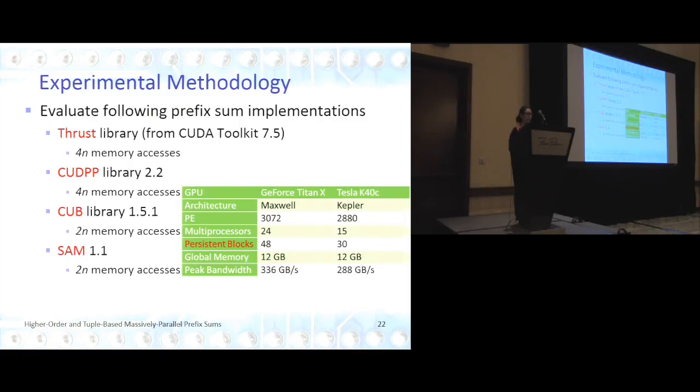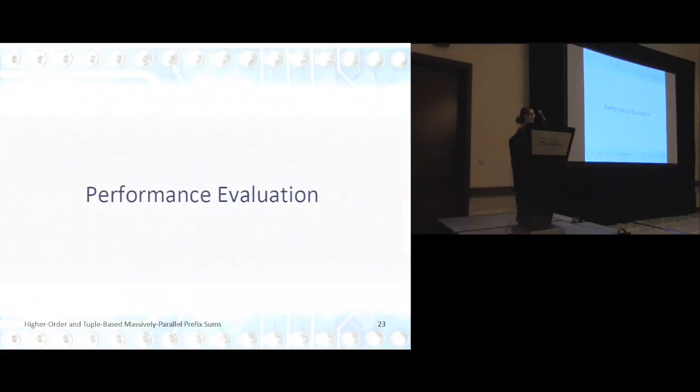Okay, so we compared our algorithm with these other three algorithms: Thrust, CUDPP, and COP. As you can see, COP and SAM have 2n memory references, whereas CUDPP and Thrust have 4n. We ran our code on Titan X and K40 NVIDIA GPUs, where Titan X is the newer GPU and K40 is the older one. Okay, now let's see some results.